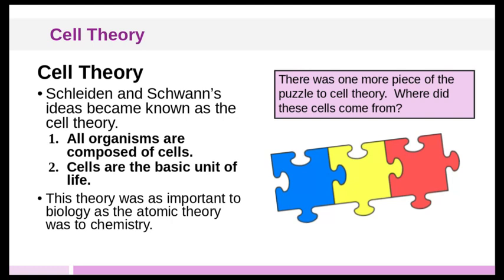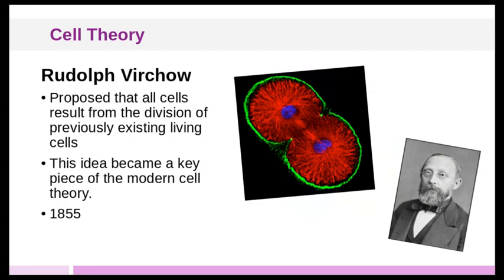There was one more piece of the puzzle to the cell theory, and we're going to look at where these cells come from. So, in other words, hey, we found these cells, but where in the world did they come from? That discovery came from Rudolf Virchow in 1855. Rudolf Virchow proposed that all cells result from the division of previously existing living cells. So, in other words, the only way you can get a cell is if it came from another living cell.